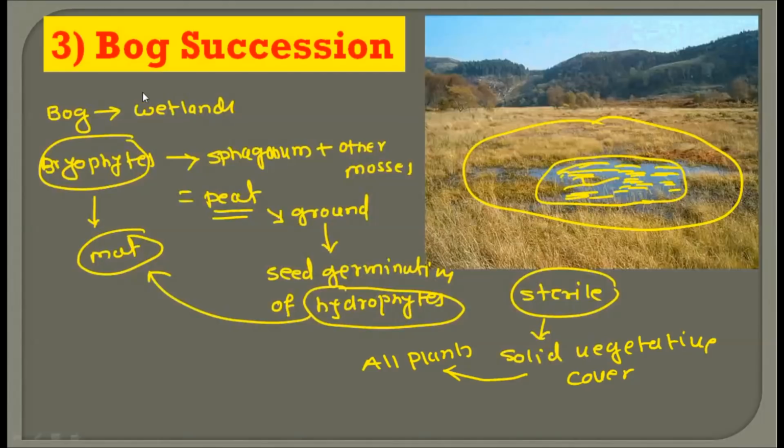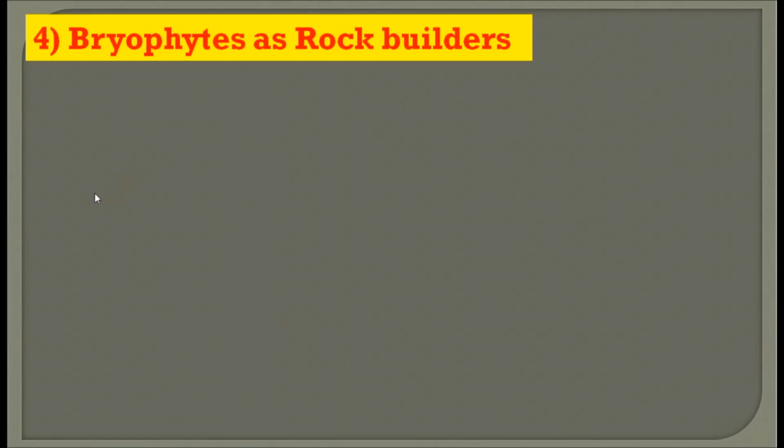So in an ecological succession, in a bog succession, the bryophytes and the hydrophytes perform the very important function of converting the aquatic sterile habitat into the solid vegetative cover which supports all plants. All right. The next application of bryophytes is bryophytes as rock builders. Now, bryophytes can also build the rock. In one application, we have seen the bryophytes can convert rock into the soil. That is the process of pedogenesis.